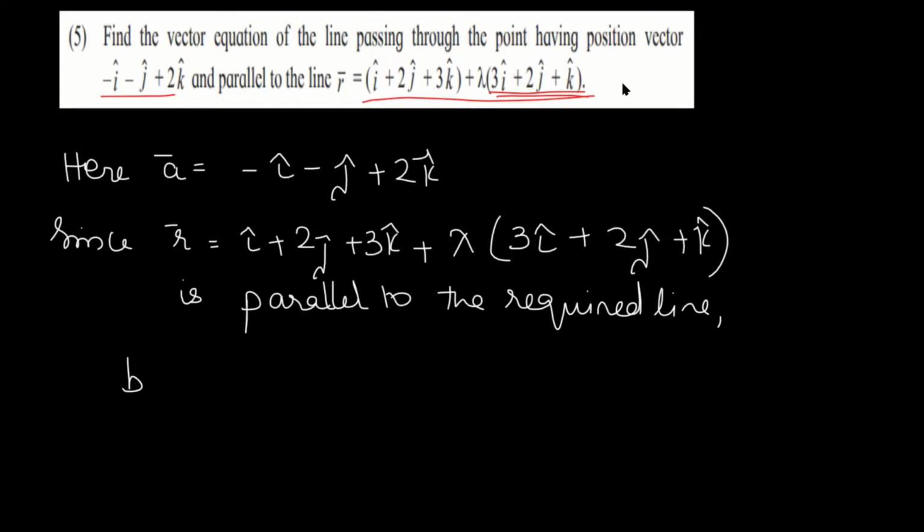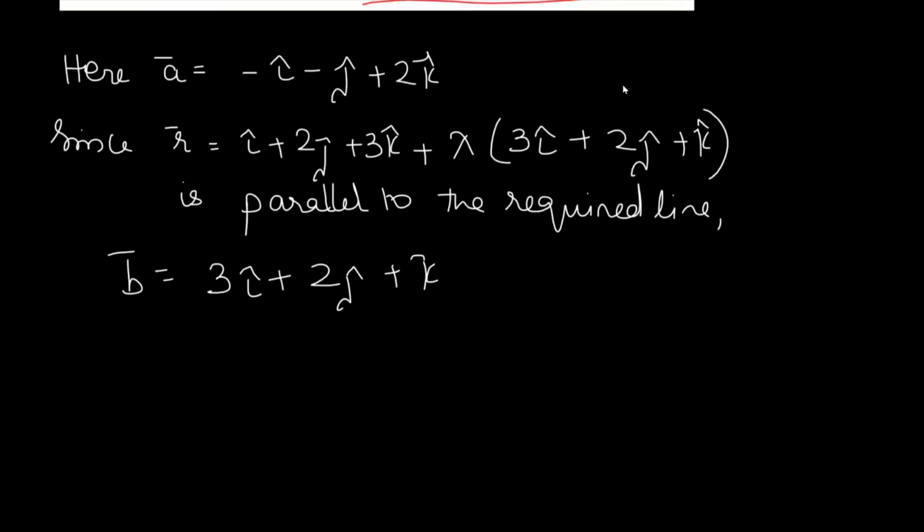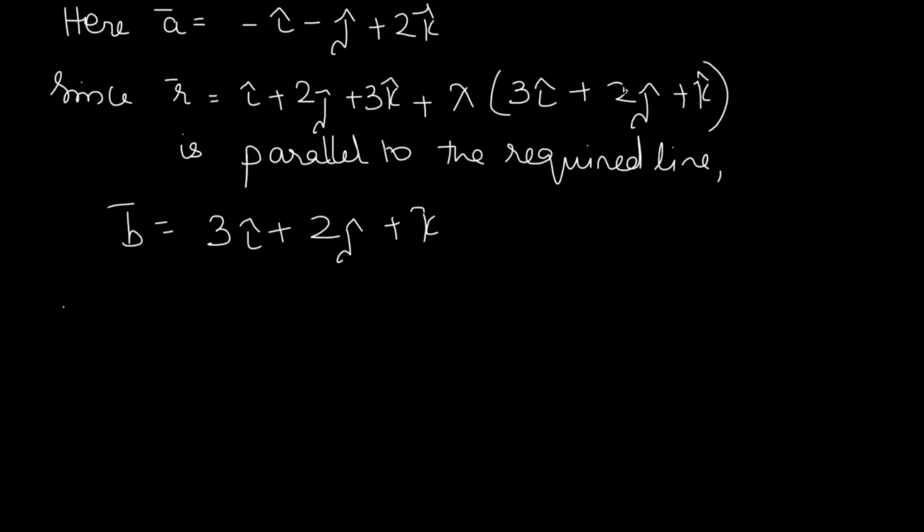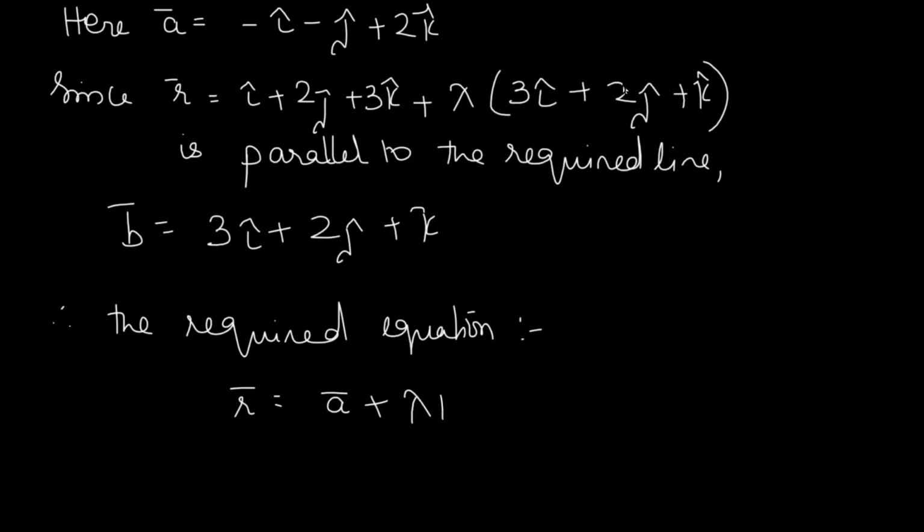We have B bar is equal to 3i plus 2j plus k. That means the vector which is parallel to the given line is also parallel to the required line, as I told you just now. So thus in this case, we can say that the required equation is given as R is equal to A plus lambda B. Now you can complete the sum by substituting the given values.